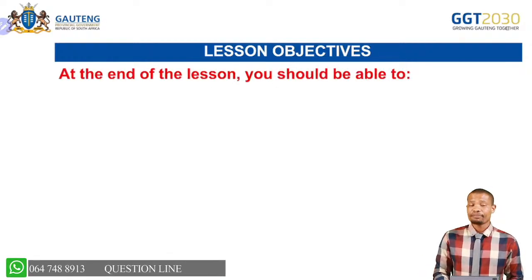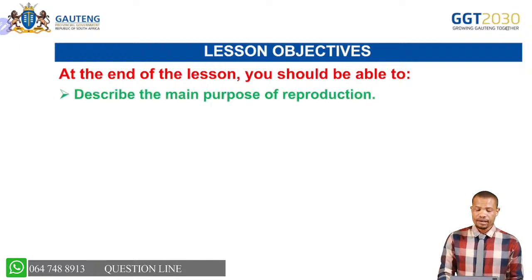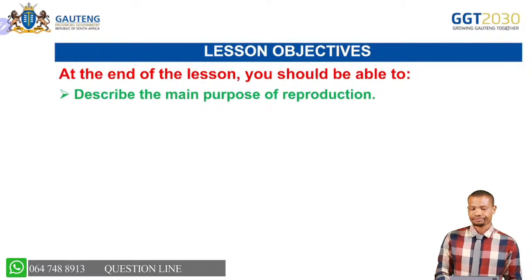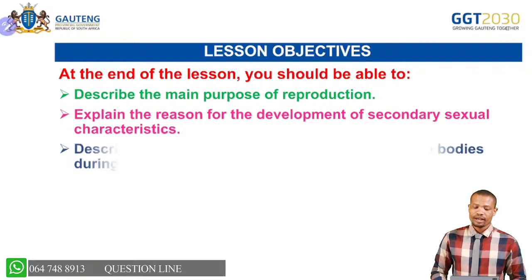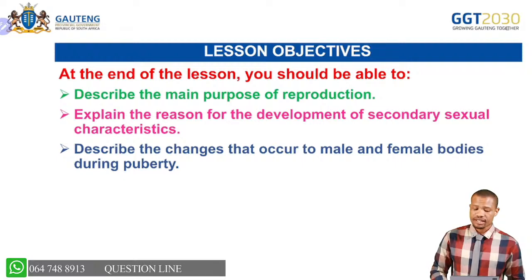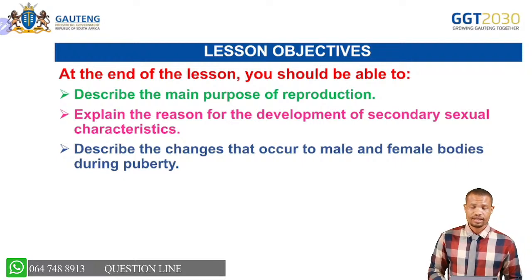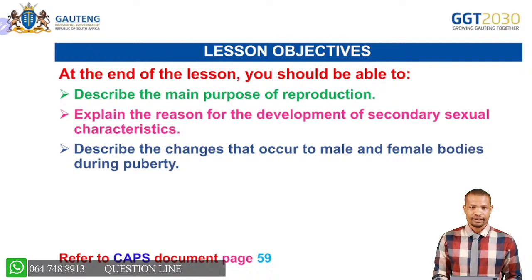We are trying to ensure that by the end of this lesson, you should be able to describe the main purpose of reproduction. You should also be able to explain the reason for the development of secondary sexual characteristics. And lastly, you should be able to describe the changes that occur to male and female bodies during puberty. For more information on this, you can refer to the grade 9 CAPS document on page 59.